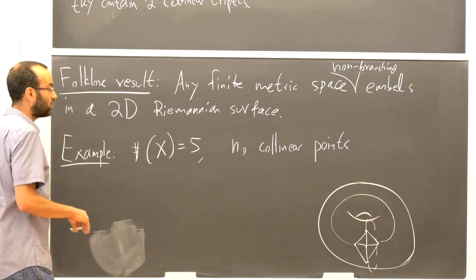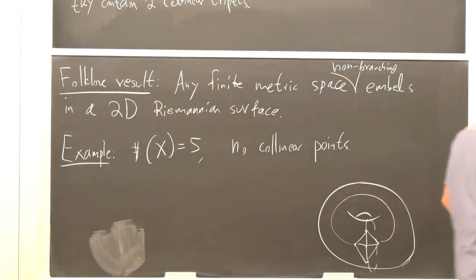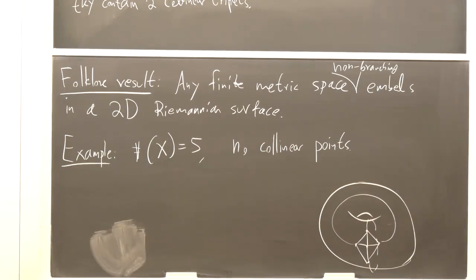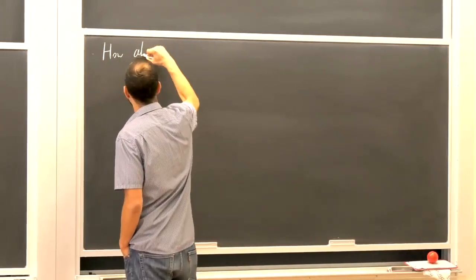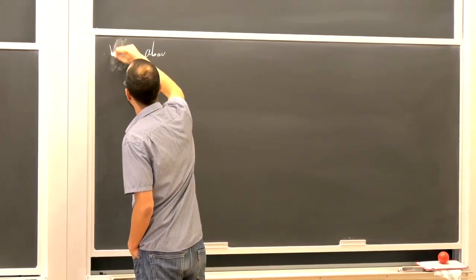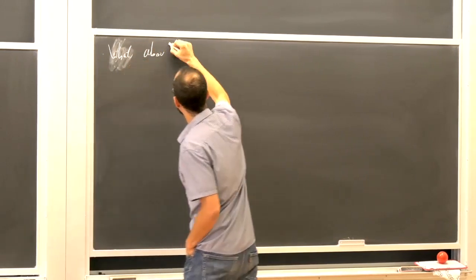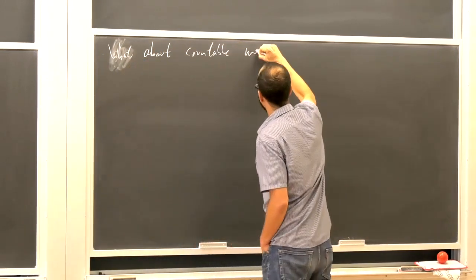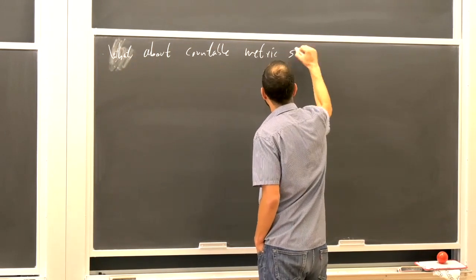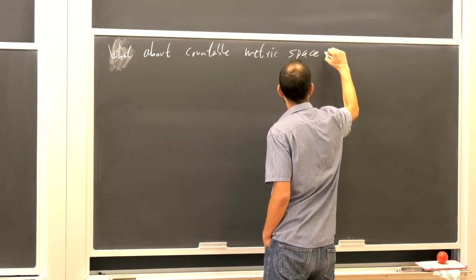And the question that we'd like to ask is, how about the countable case? Suppose that I want some discrete metric space, but not a finite one. So what about countable metric spaces? Let's start with an example of a countable metric space.